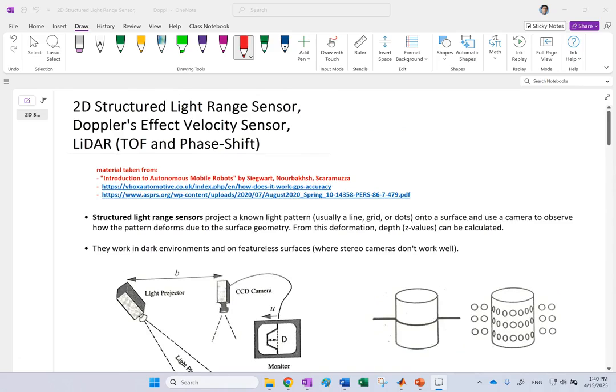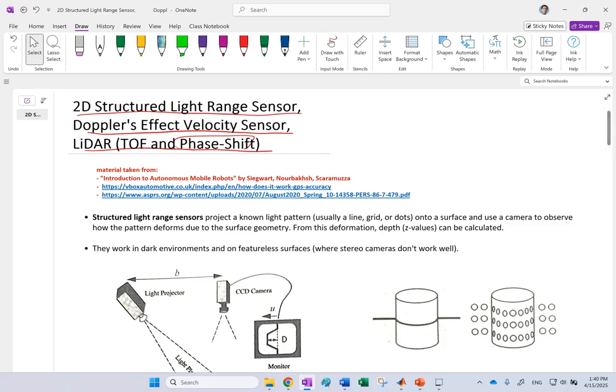They are 2D structured light range sensors, LiDARs, both based on time of flight and phase shift, and the Doppler effect for measuring velocities. The first one and the last one are for distance. The middle one is for velocity directly. Although when you have range, you can numerically take the time derivative of that and get an estimate of velocity. But Doppler effect sensors are the ones that directly give you velocity. You don't need to perform anything on them.